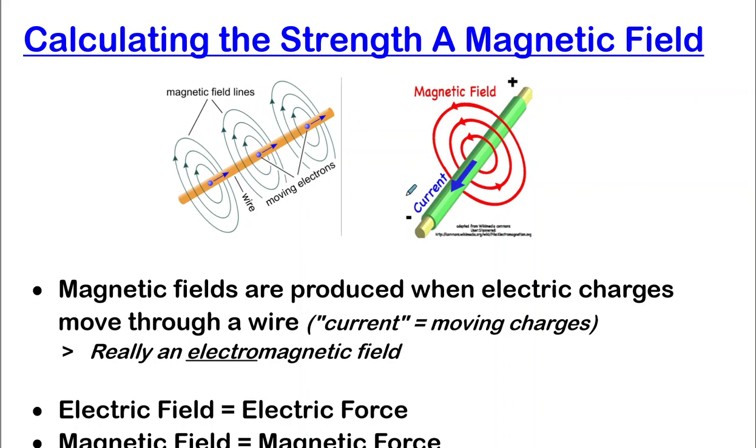And that's how in class, when we turned on and off the electricity through a wire, we were able to actually make the compass needle move. So magnetic fields are produced when electric charges move through a wire. Current is moving charges. And so what we have, we call it a magnetic field, but we know it's really an electromagnetic field because those are one and the same.